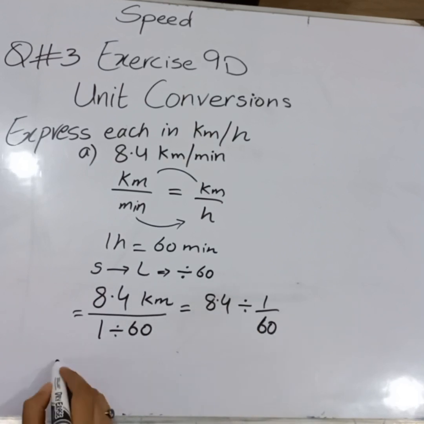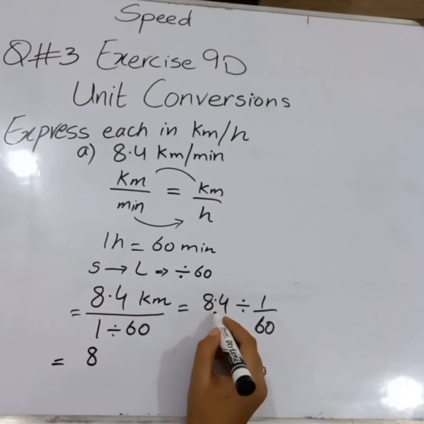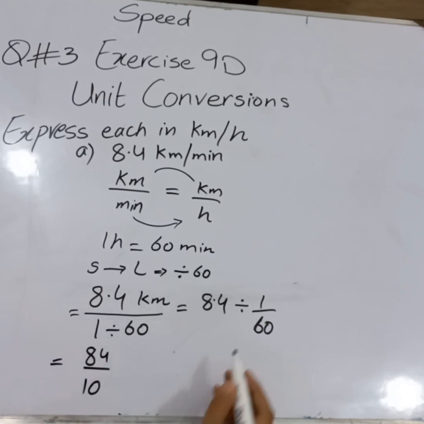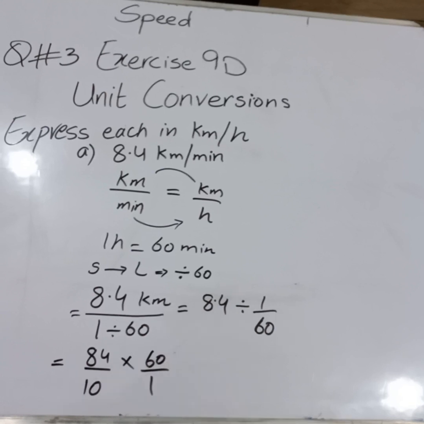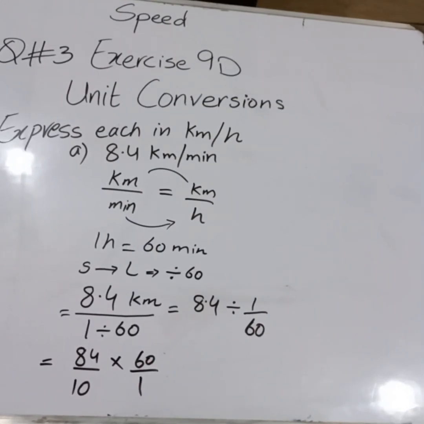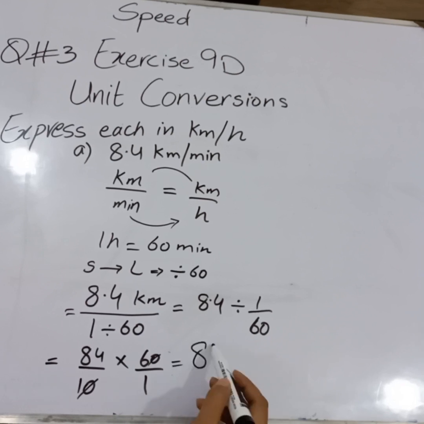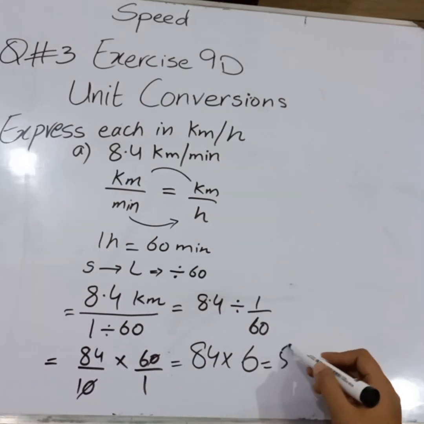After doing its calculation, write this as 8.4 divided by 1 divided by 60 to make it simpler. Now 8.4 will be written in fraction form, that would be 84 divided by 10, and this will be reciprocated, multiply by 60 by 1. Now this 0 will be cancelled out by 0 and I am left with 84 multiplied by 6 only. So now when I multiply 84 by 6, I will get 504.